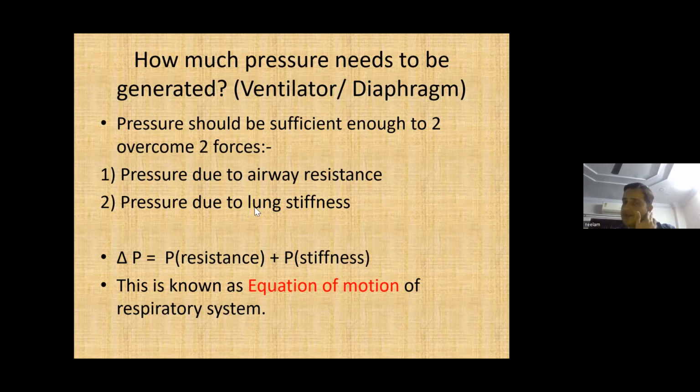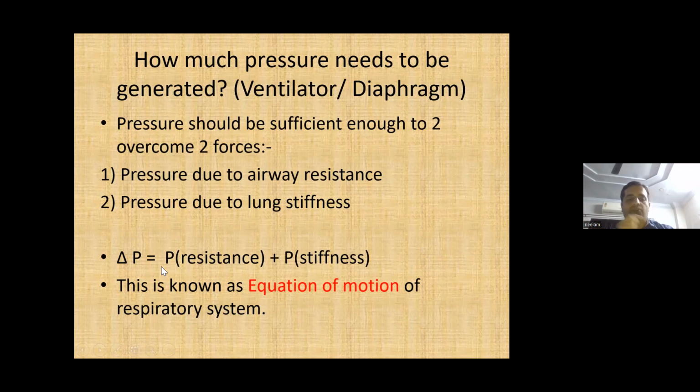Okay, so to keep the lungs open, we have to overcome the stiffness pressure of the lungs. For the gas to flow from point A to point B, or from the atmosphere to the baby, it has to overcome two pressures. That is the pressure due to the resistance of the airways, and second, the pressure due to the stiffness of the lungs.